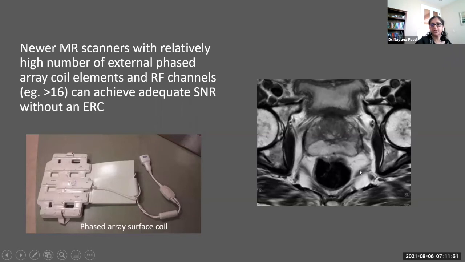and the MRI image we have here is the T2 weighted axial image that is performed on 1.5 Tesla without endorectal coil using 16 channel surface coil. So endorectal coil is not required. It does have some value. And the newer scanner with the 16 and high number of elements can give you the similar high resolution images as the 3 Tesla.